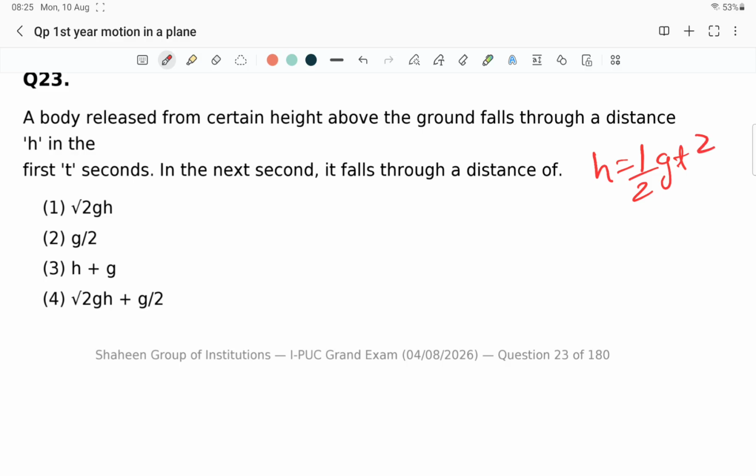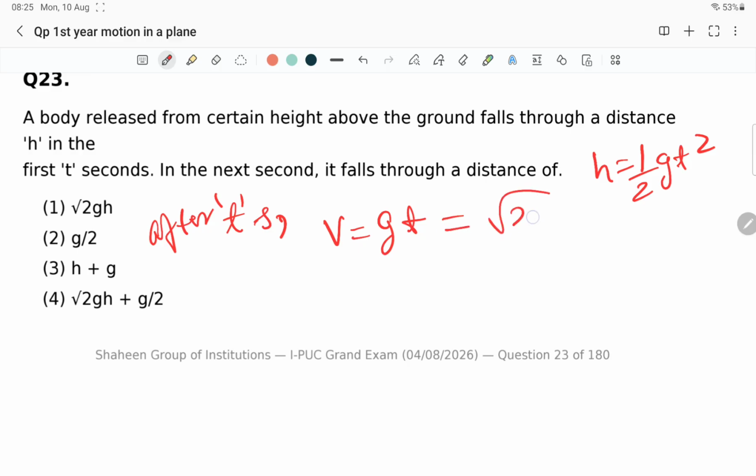Okay, the velocity after t seconds, what happens? V can be taken as gt, or it can also be taken as root 2 gh. Both formulas apply. If you use v equals u plus at, you get gt. If you take v square minus u square equals 2as, you get root 2 gh.